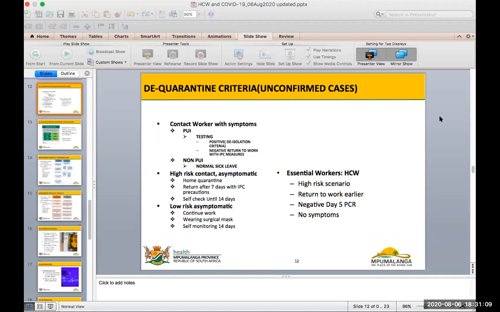In a case where the healthcare worker is assessed not to be a PUI, the healthcare worker will be provided a normal sick note. This is a situation where a healthcare worker is a contact but comes with non-COVID symptoms, like leg pain, abdominal pain, and things like that. Then in scenario number 2, you may have a high-risk contact. Remember, we defined what is a high risk. So now, a high-risk contact that is asymptomatic. What do we do with those cases?